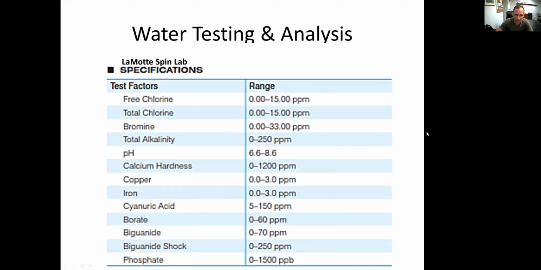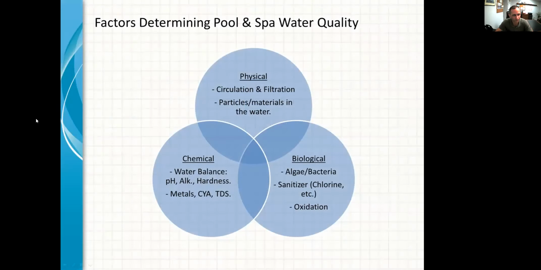So that's an important thing to check, if you don't know what it is, just something to keep in mind all the time. Most problems with pool water, you can separate into these three categories: physical factors, chemical, and biological. And what that means is physical is probably the most important. It has to do with the circulation and filtration.